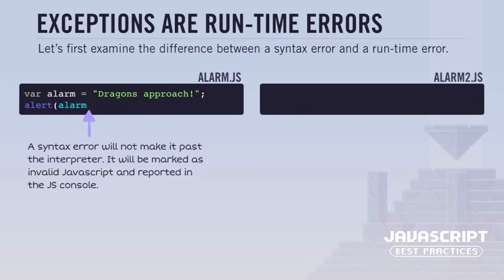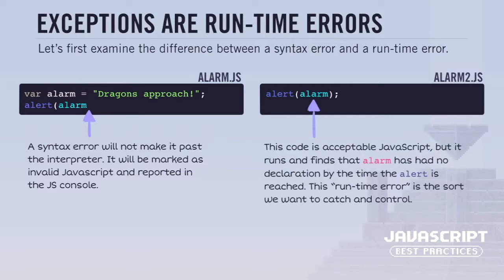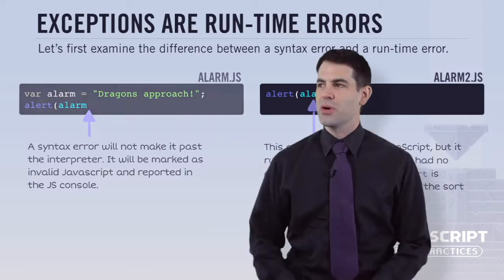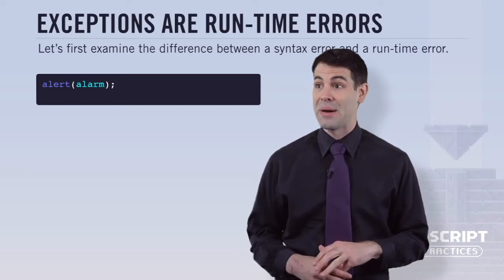Over here, though, in alarm2.js, we have an alert call on an alarm variable with a closed parenthesis and a semicolon. We're all good there. The interpreter is going to think this is completely acceptable JavaScript, but then it's going to run and find that alarm has had no declaration by the time that alert is reached. That is a runtime error, and it's the sort we want to catch in our code and then control once we have it. So we're going to scoot our runtime error over here, and we need to start thinking about what we can do about it.